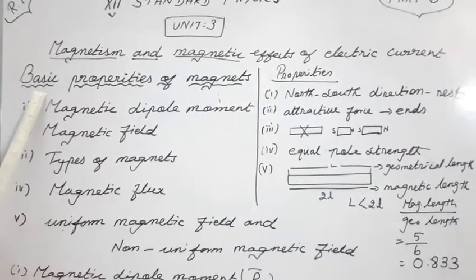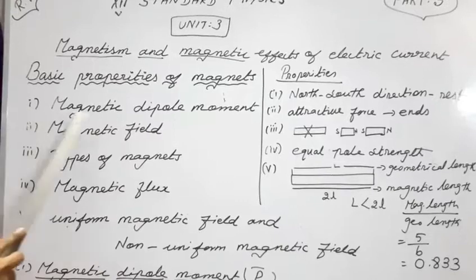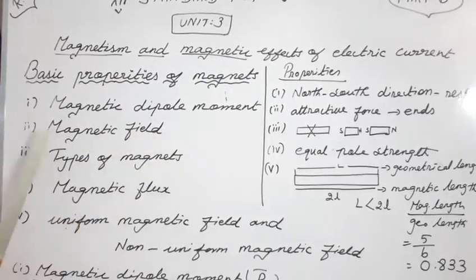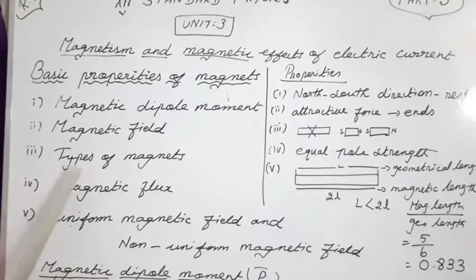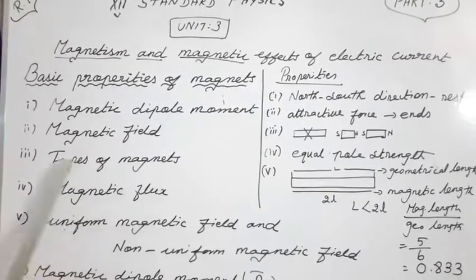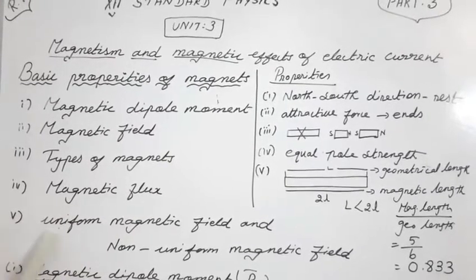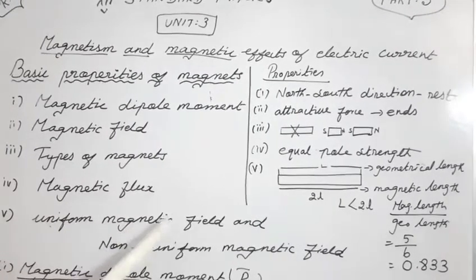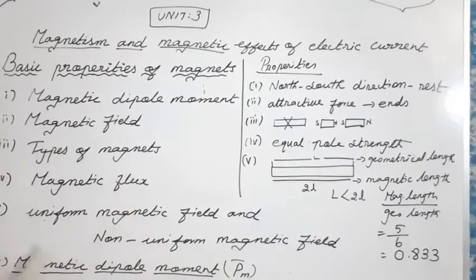Our next topic is basic properties of magnets. First one is magnetic dipole moment. Second one is magnetic field. And third one is types of magnets. Fourth one is magnetic flux. And last one is known as uniform magnetic field and non-uniform magnetic field. Let us discuss one by one.